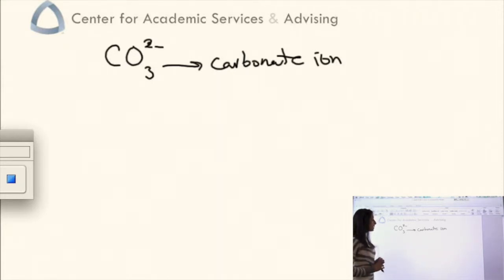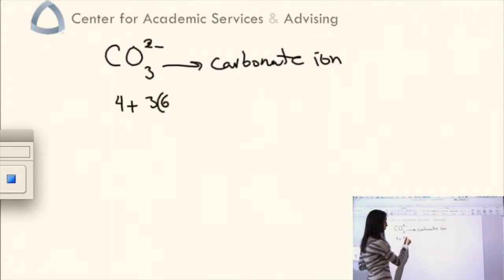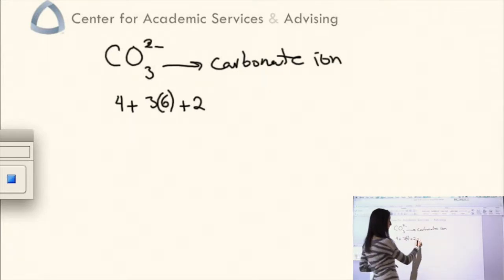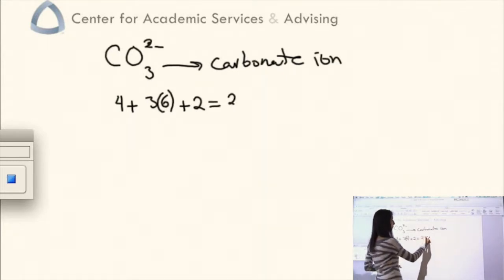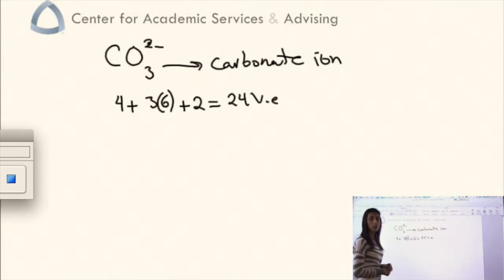What I find is the easiest to do for the first step is to count the valence electrons of our total structure. Carbon has 4 valence electrons. Each oxygen contributes 6, plus we have a 2- charge, so we have two more electrons from that. This gives us a total of 24 valence electrons in our final structure.